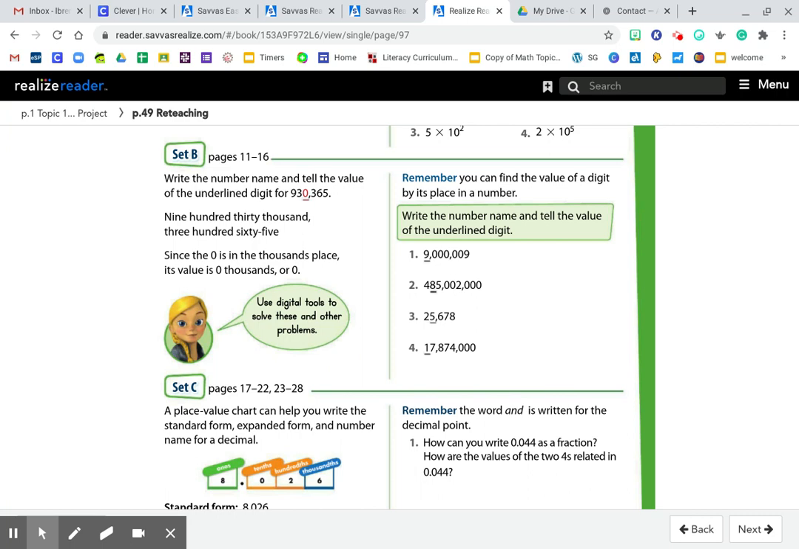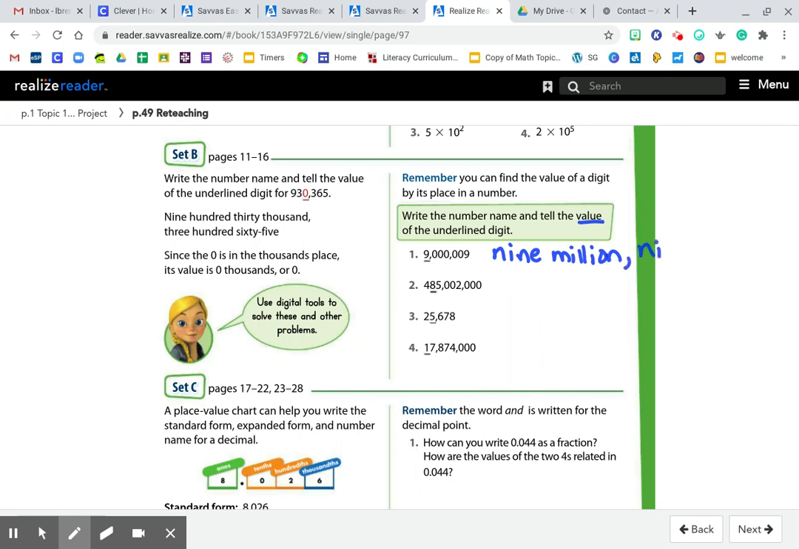So let's take a look. Remember, you can find the value of a digit by its place in a number. Write the number name and tell the value of the underlined digit. So we're going to first write the number name. So the value of the 9 is 9 million. And you look at your place value chart back in the book if you forget whole number place value. 9 million. And we're going to then write the number name.